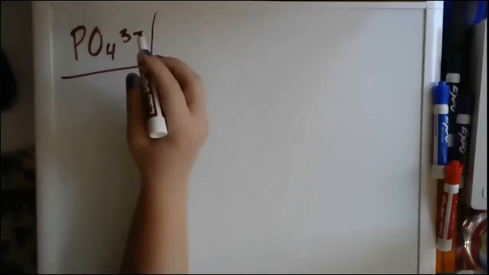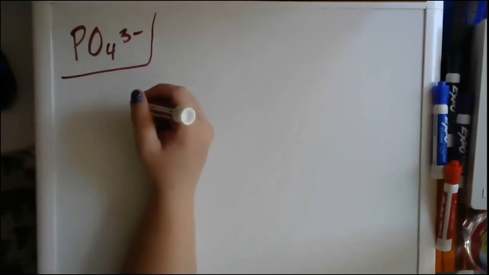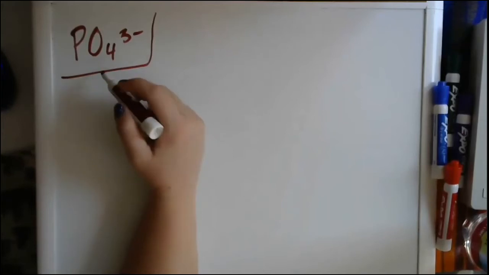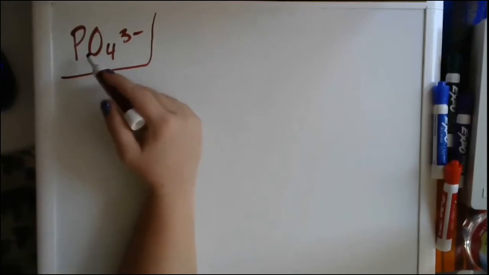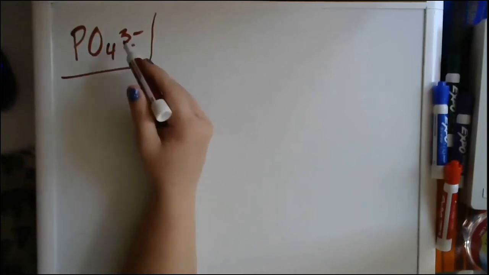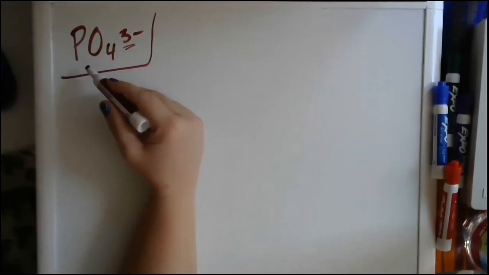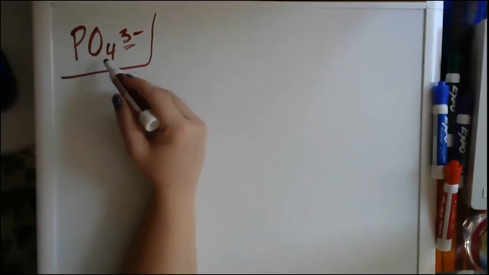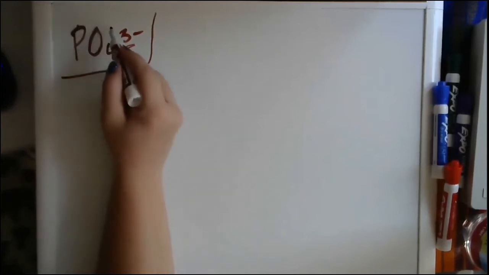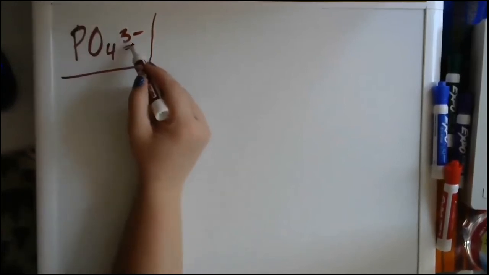Okay, let's start here with the phosphate ion, PO4 3-. So we know from our rules that when we have a polyatomic ion, the sum of each of the oxidation states of each of the atoms in the polyatomic ion is going to equal the charge on the polyatomic ion.